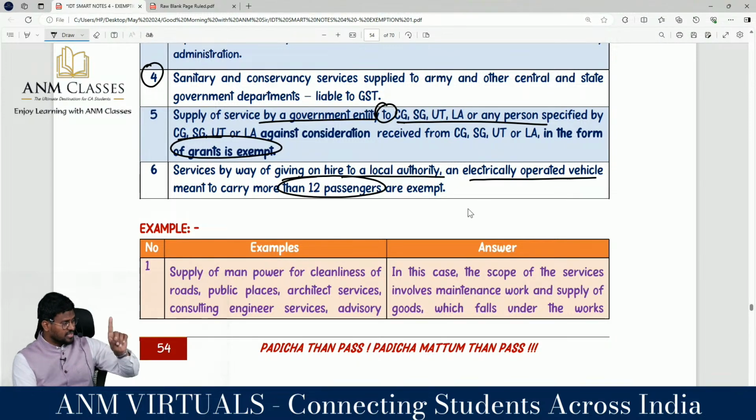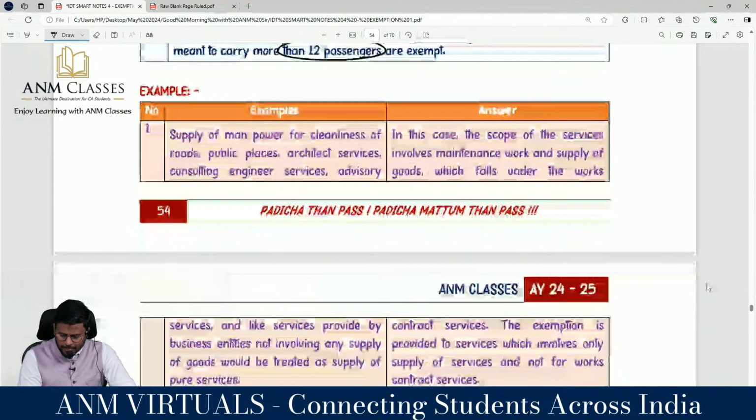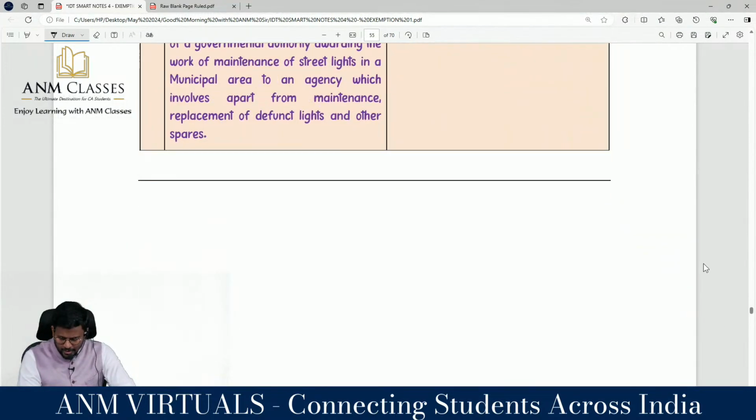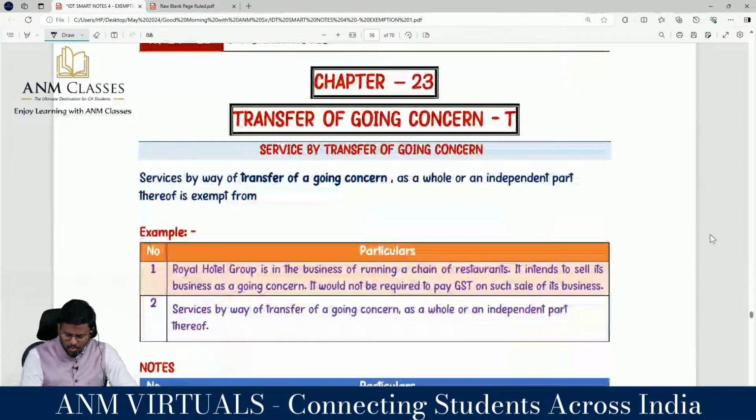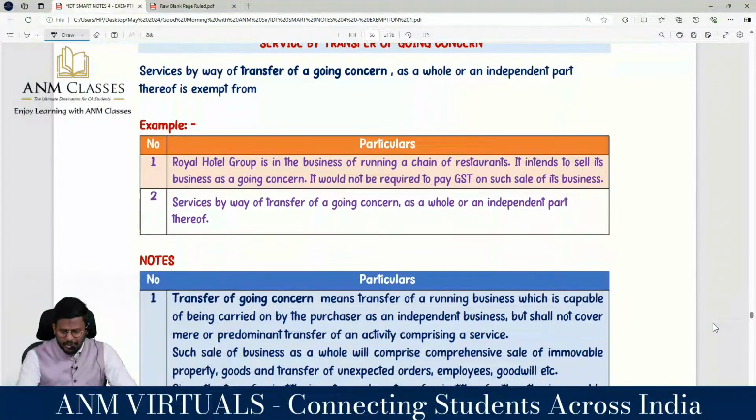The same way we have studied one, sir, in C, which stands for cab. Service provided by way of hiring of means of transport to a state transport undertaking having a capacity of more than 12 passengers. But this is not for NSR, this is for the local authority, electrically operated vehicle meant to carry more than 12 passengers is exempt. Very good, fantastic to the core. With this we can say that we are through with the service provided to the government.